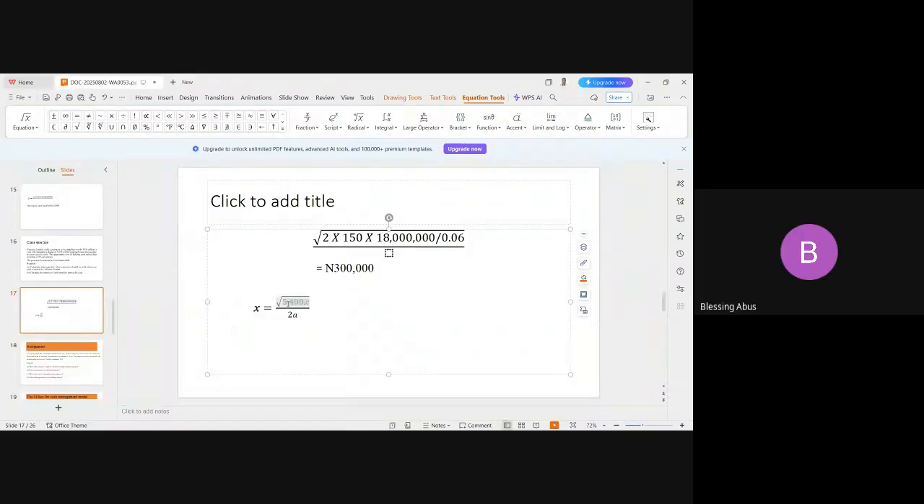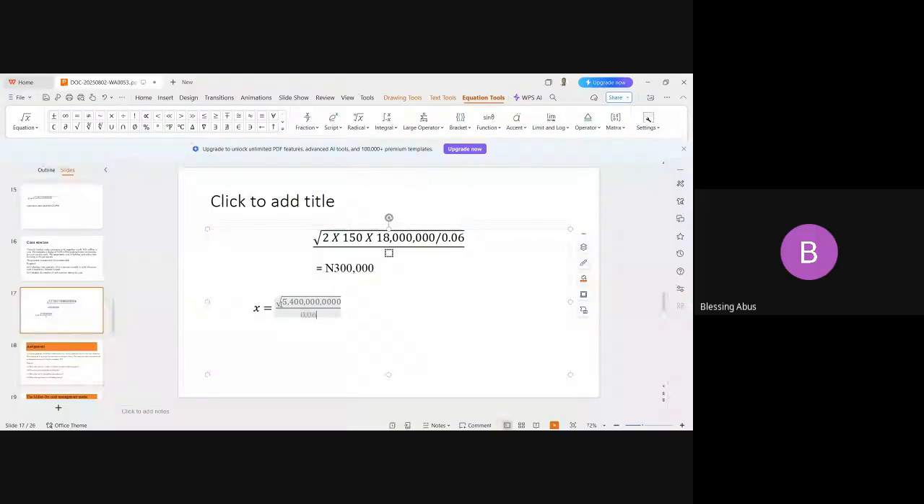Okay. Can you call the figures for me? 5,400 million. So this is what you have. Divide by 0.06.